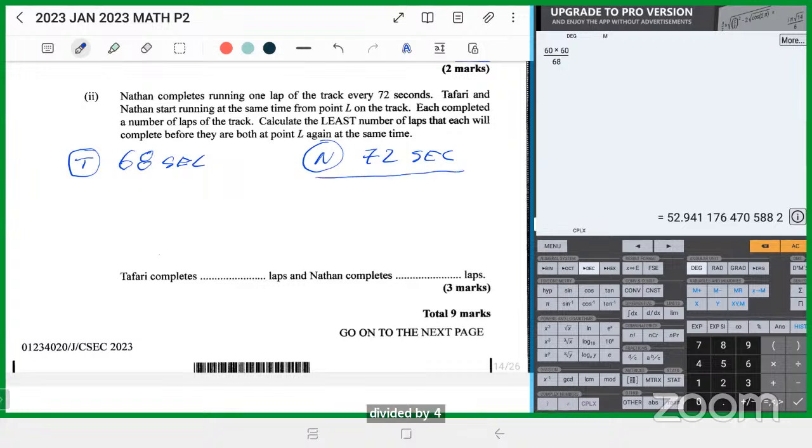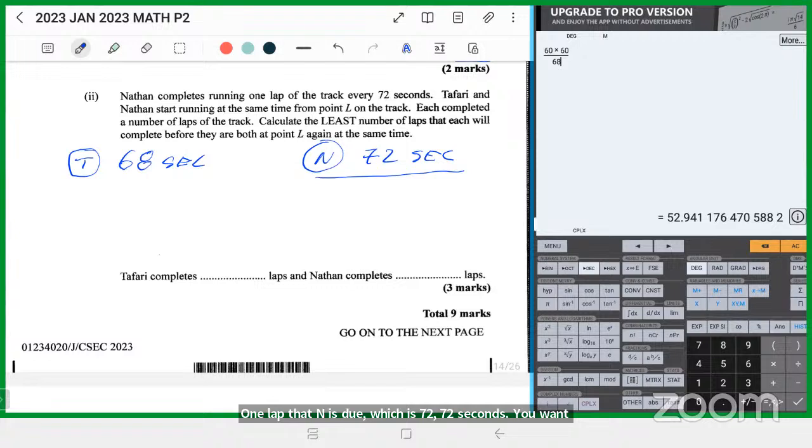Because his number of laps, you want to know how many 4 seconds is in the 72 seconds required by Nathan to complete 1 lap. You want to know how many 4 seconds is in Nathan's 72 seconds. That's 1 additional lap that he's going to do. Because the 4 seconds that Tafari is doing more than Nathan, he has to do that equivalent number of laps to match 1 lap that Nathan is doing, which is 72 seconds. You want to know how many 4 seconds are in 72 seconds. That's when they will meet again.